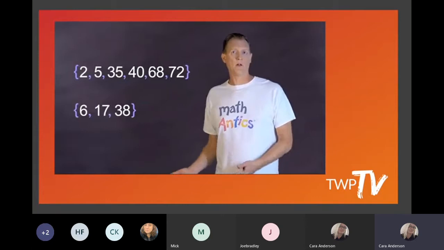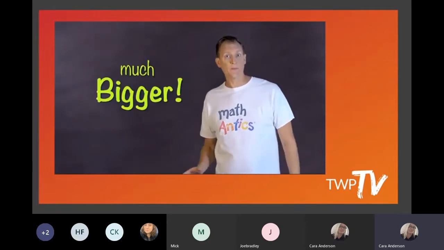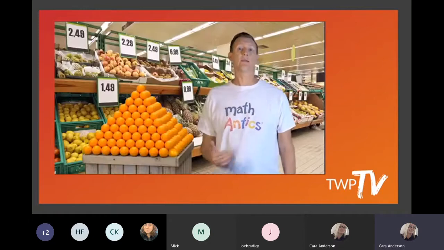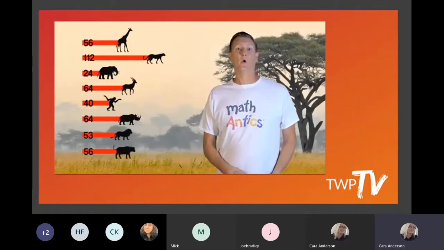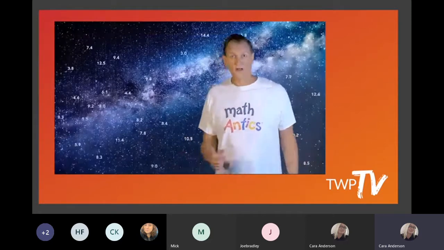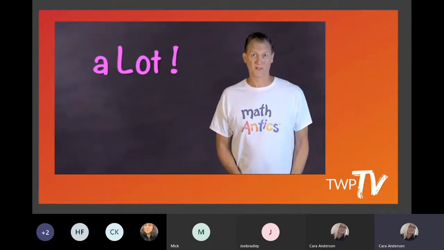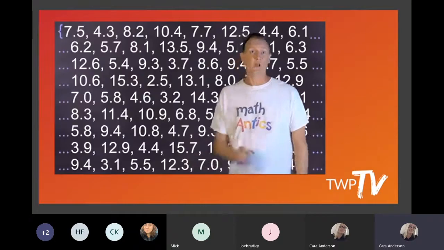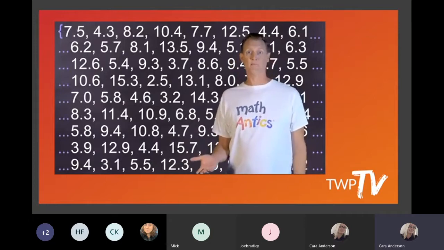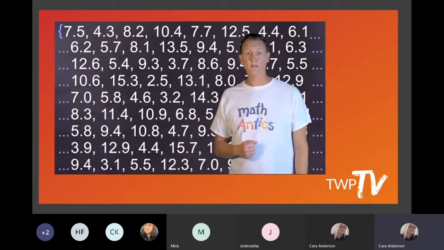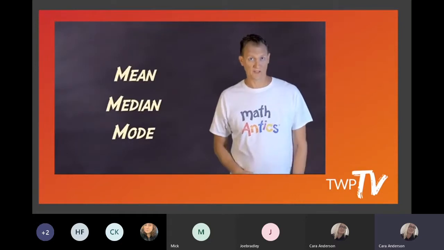Those data sets are fairly small and easy to understand, but you could have much bigger data sets. A really big data set might contain the cost of every item in a store, or the top speed of every land mammal, or the brightness of all the stars in our galaxy. Those data sets would contain a lot of different numbers, and if you had to look at a big data set all at one time, it would be pretty hard to make sense of it or say much about it besides, well, that's a lot of numbers. But that's where mean, median, and mode can really help us out.